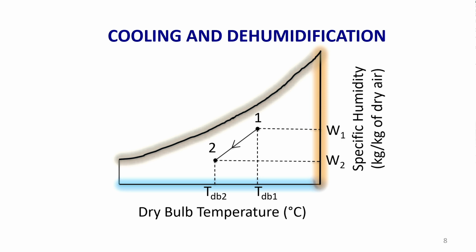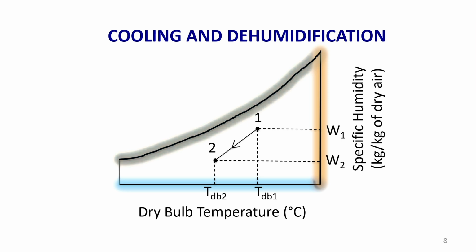Cooling and dehumidification. It is a combination of process 2 and process 4. The second process is sensible cooling, and the fourth process which you have seen is dehumidification. Cooling reduces the temperature of the air. So, the initial temperature will be more, and the final temperature is less than the initial temperature. Similarly, some amount of moisture is removed from the air, so the humidity also comes down. So, in cooling and dehumidification, the temperature reduces and the specific humidity also reduces.